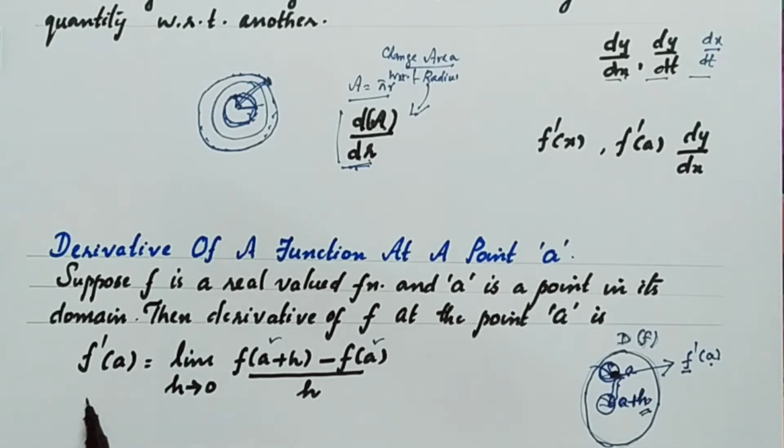The definition states that f dash a equals limit h tends to 0, f of a plus h minus f of a, divided by h. That means f of a plus h is the value of the function at the point a plus h, minus the value of the function at the point a, divided by the difference between them, which is h. So this is the definition of the derivative of a function at a point a.